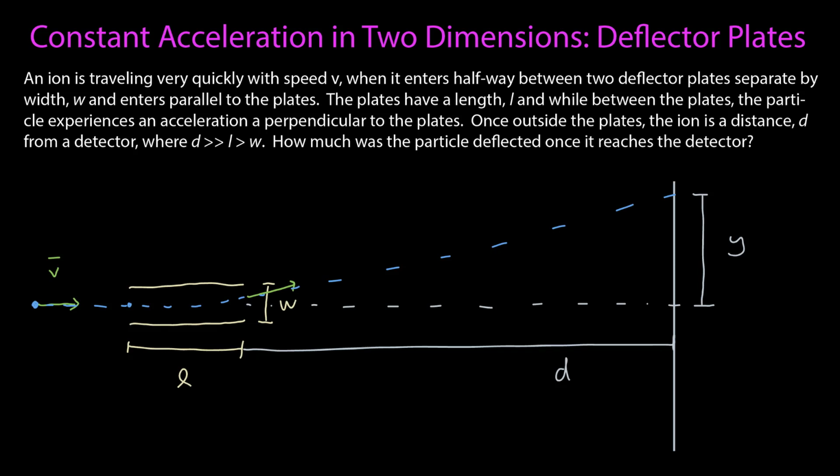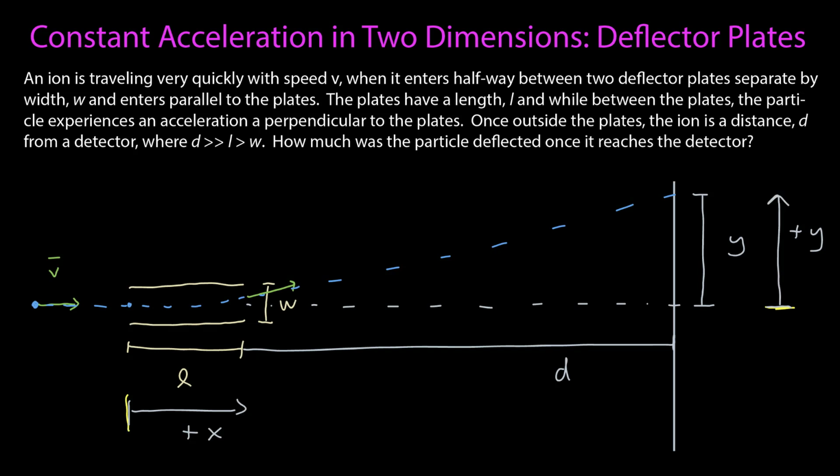Then it's a distance d away from the detector, and so it propagates now at this new angle in uniform motion until it hits the detector, at which point it will be deflected some amount y from where it would have hit had there been no deflection. We need a coordinate system, so I've chosen for my y-axis the 0 of the coordinate system to be at the initial y position of the particle, and then positive up, and I've chosen the 0 of the x-coordinate system to be at the point where it enters the plates and positive x to the right.